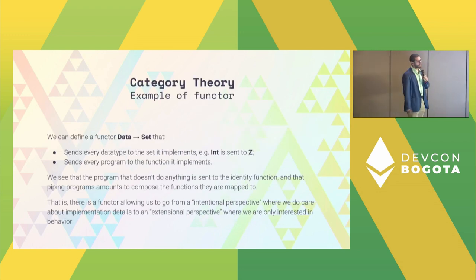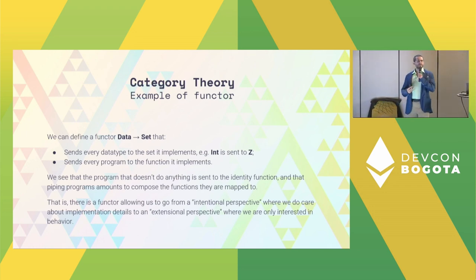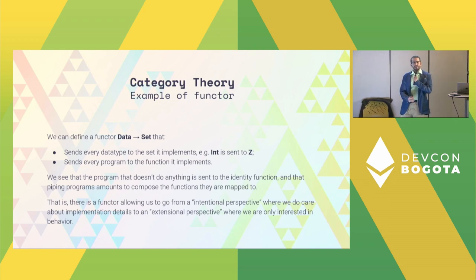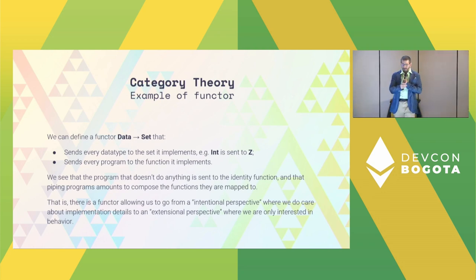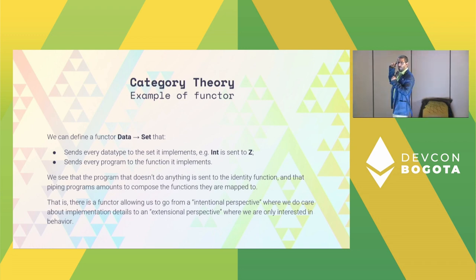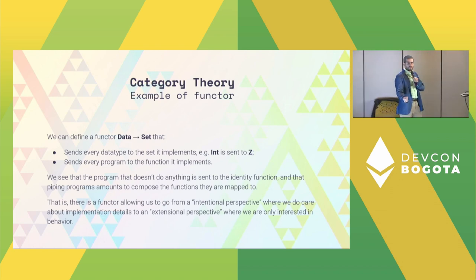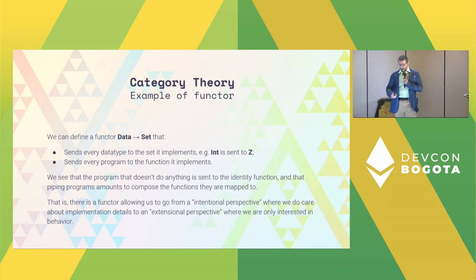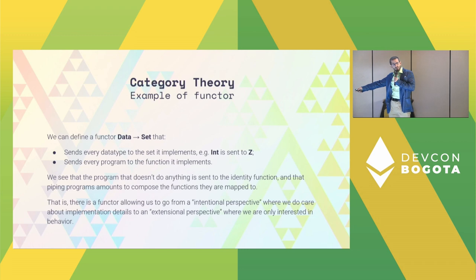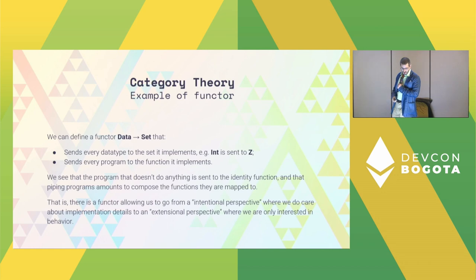This is a functor that actually collapses information. We saw two categories, Data and Set. And we can define a functor that sends a data type into the set it implements and sends every program to the function it implements. So this is exactly what I was saying before, that you can start in the category Data and be very detailed about distinguishing things. And then you say, actually, I don't care. I want to collapse all this information and forget about these different details. You apply this functor, and that's exactly what you get. All your process compositions now lose a part of information.